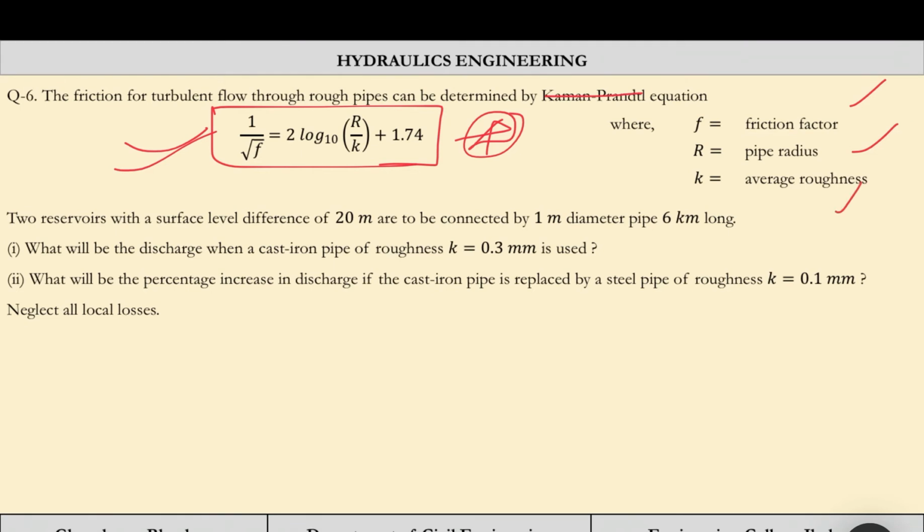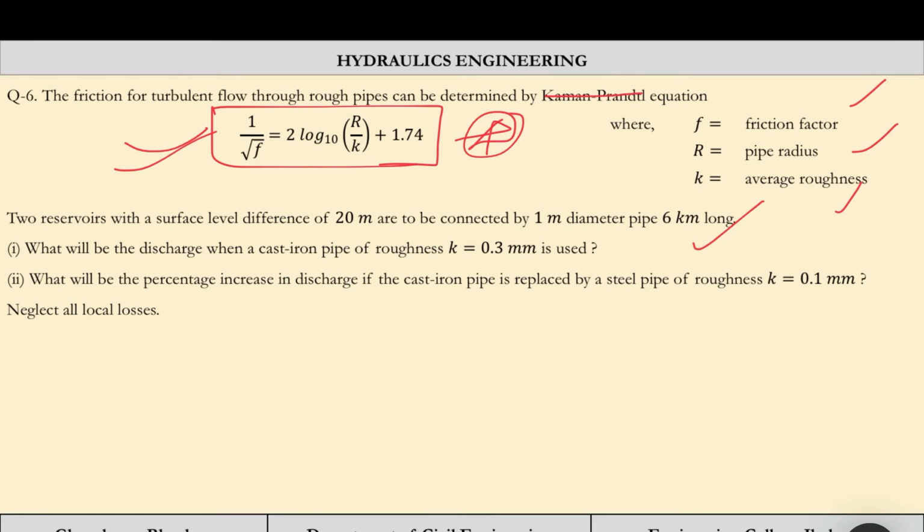Here f is friction factor, r is pipe radius, and k is average roughness. Two reservoirs with a surface level difference of 20 meter are to be connected by a pipe of 1 meter diameter and 6 kilometer long. So the pipe diameter is 1.1 meter and it is 6 kilometer long. Now what will be the discharge when a cast iron pipe of roughness k equal to 0.3 mm is used? So we want to calculate the discharge when the pipe is cast iron, and for cast iron the value of k is given as 0.3 mm.